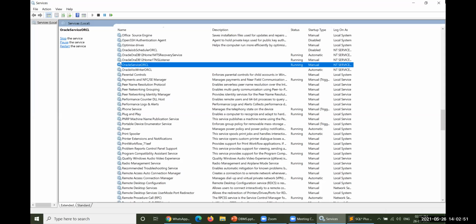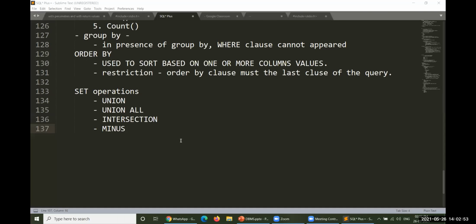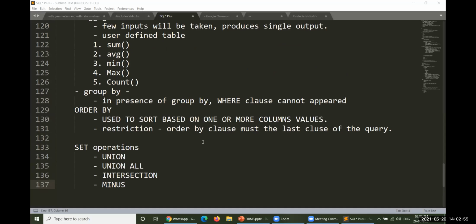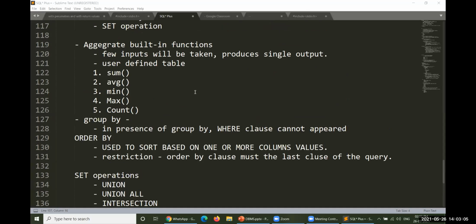So today, in the previous class, we discussed the GROUP BY and ORDER BY clauses of SELECT, and one category of functions also, that is aggregate built-in functions. All these things have been discussed in the previous class.